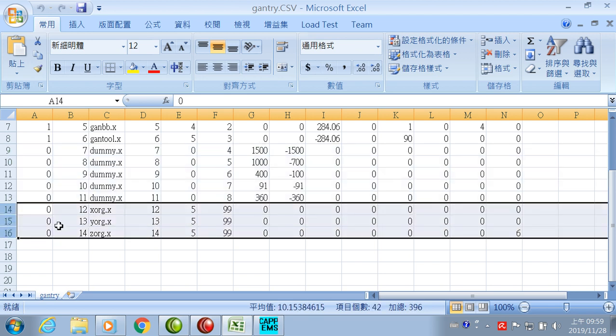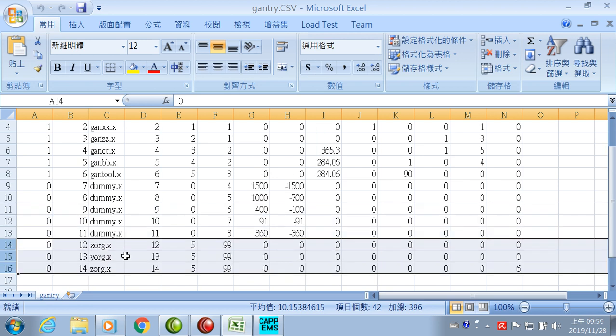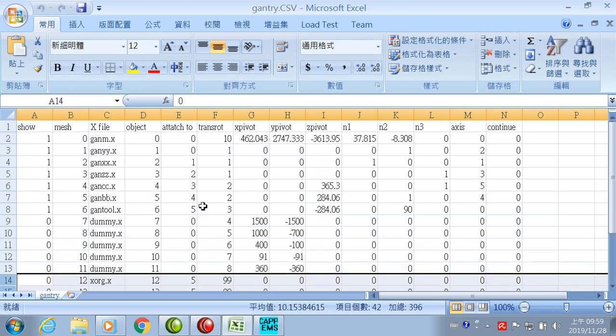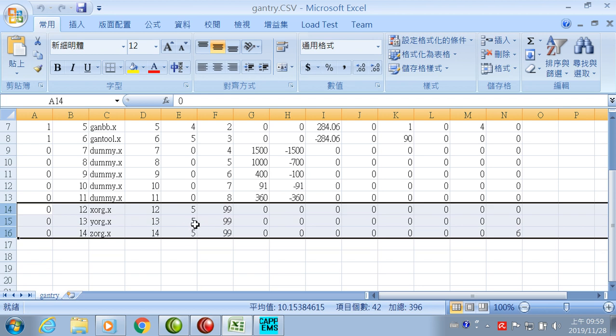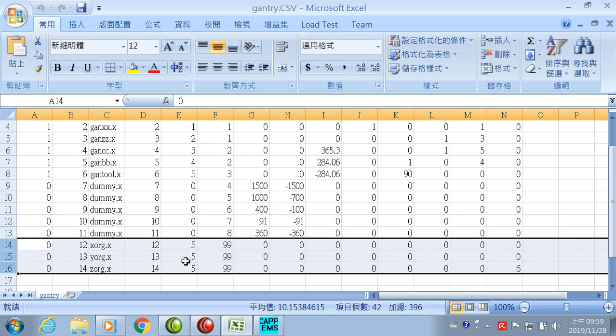The next three, X original, Y original, Z original, define the RGB arrow. Give object number as well. In here, we have to set the attached to 5. TCP has relationship with the tool. The tool attached to 5. The RGB attached to 5 as well.